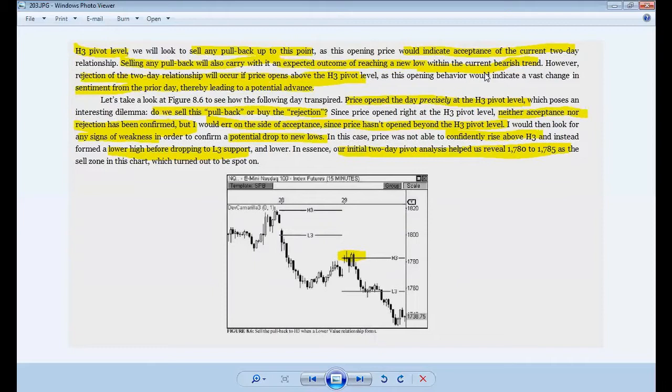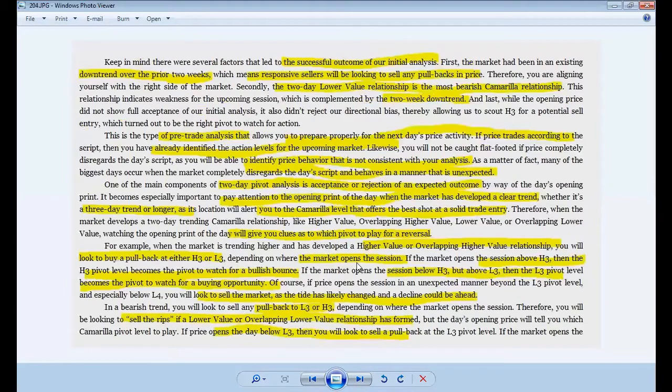So what I wanted to say over here is that as the 2day pivot point relationship is a lower value relationship, any movement towards H3 is going to be a selling opportunity, and that is what has actually happened. So what he is also trying to say is that as the trend was a downtrend, and as the 2day relationship also showed a lower value relationship, and the candle print did not accept or reject, we were able to get a bias of selling the particular stock or the particular price. So we were able to make some good profit.